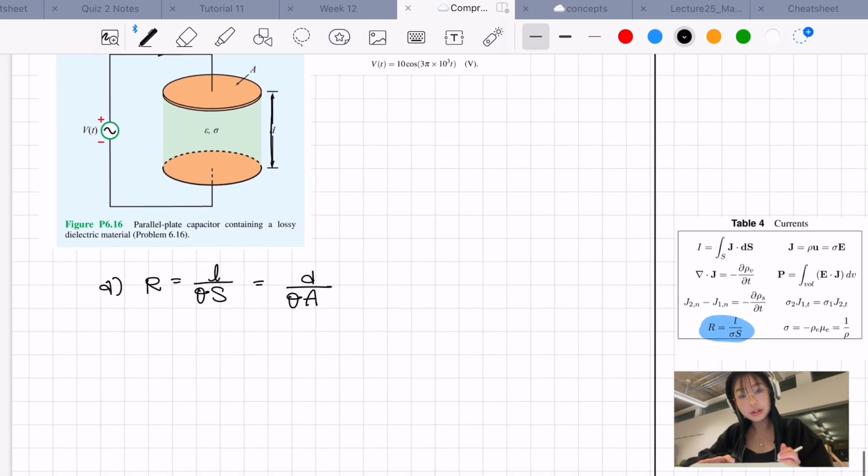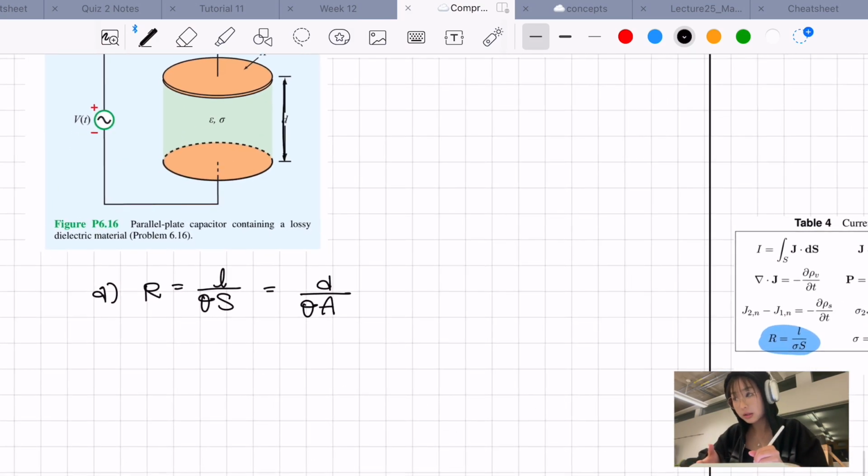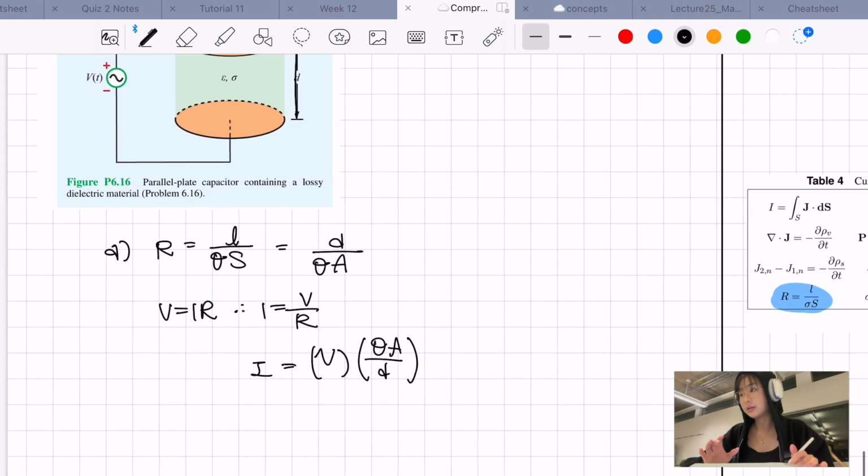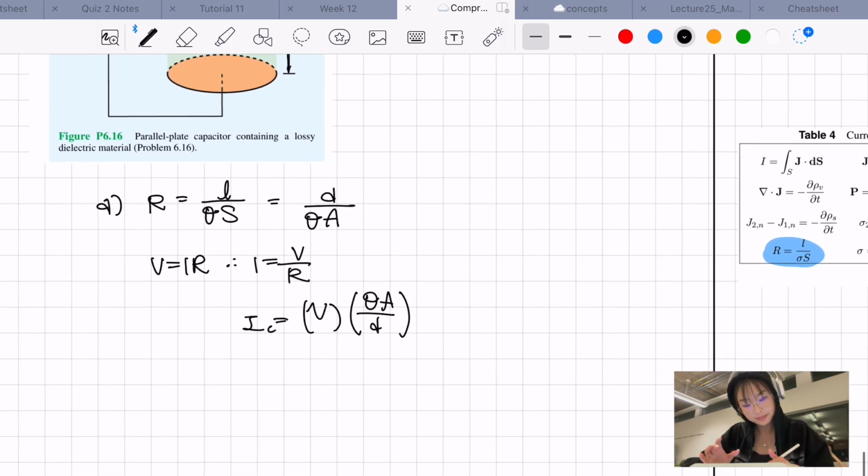From here, we can use Ohm's law. V equals IR, thus I is equal to V over R, so I equals V times sigma A over d. That's the current I_C flowing through the capacitor.